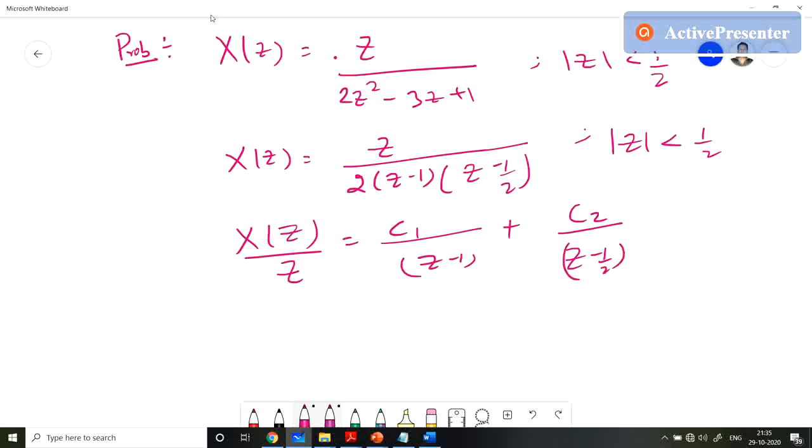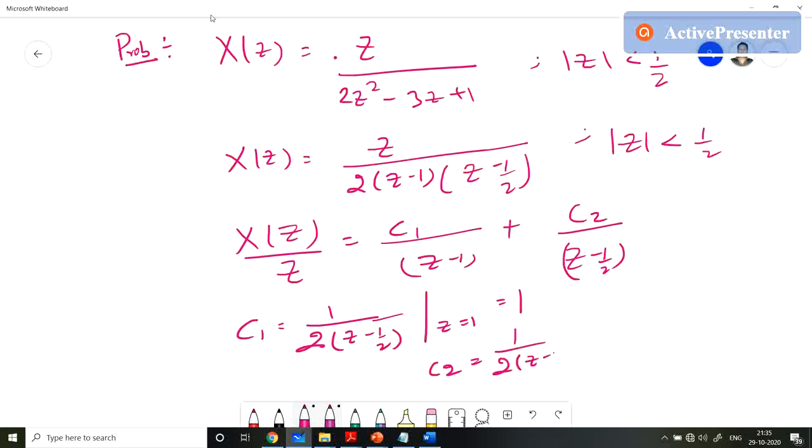Now we can find out the value of c1 and c2. So c1 is equal to 1 divided by 2z minus 1 by 2, when z is equal to 1, and it is equal to 1. So c2 is nothing but 1 divided by z minus 1, when z is equal to 1 by 2, and it is equal to minus 1.